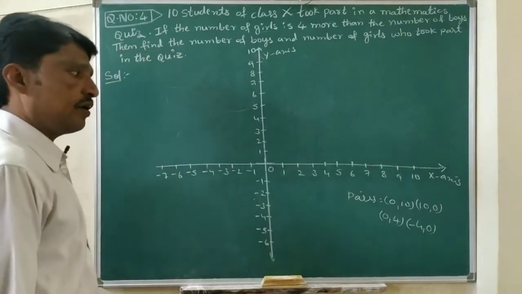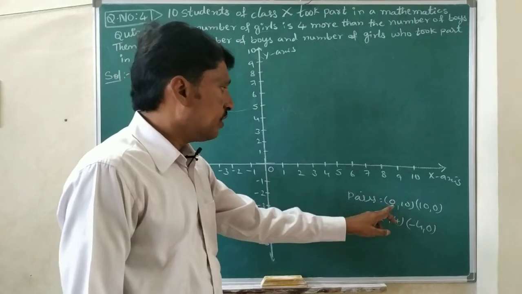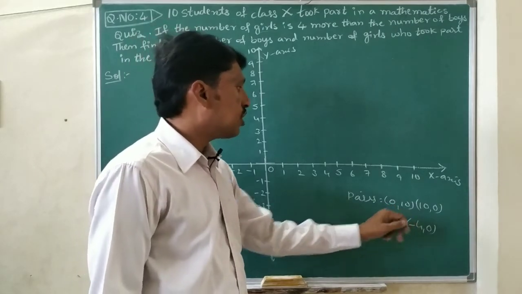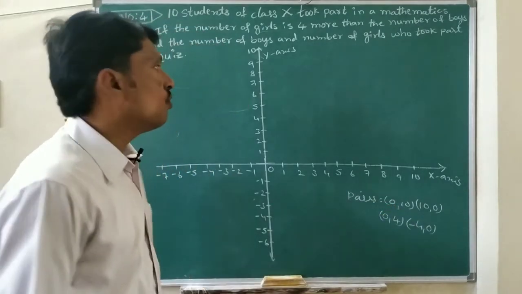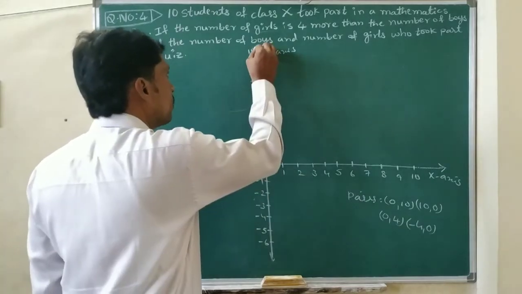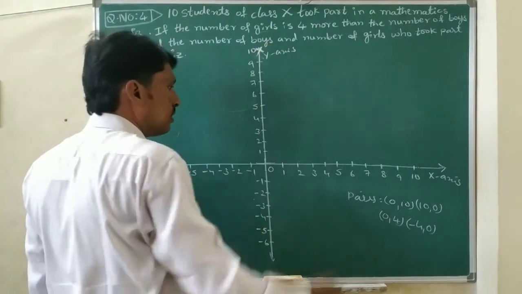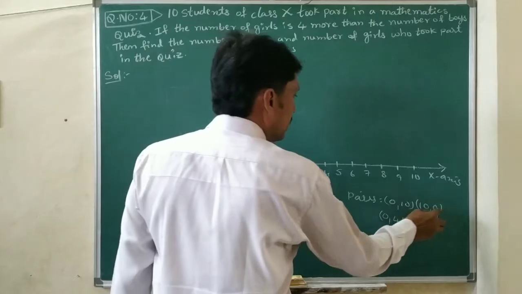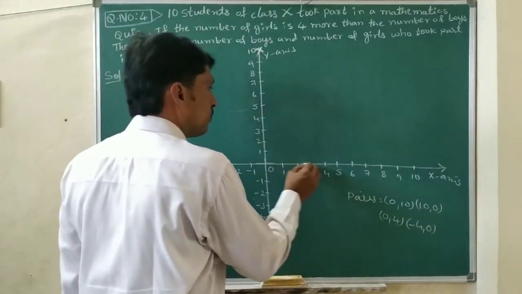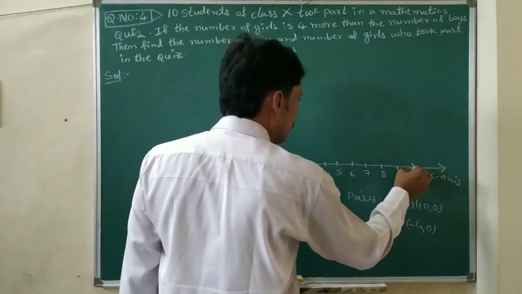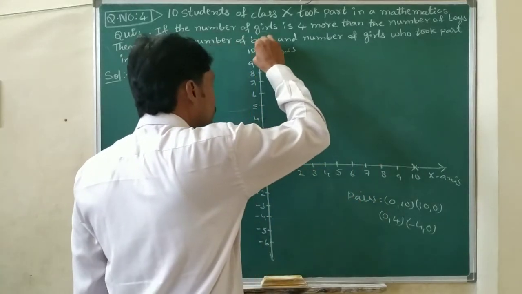Now you can plot the points. First equation, we got the first pair is (0, 10). x value is 0, y value is 10. (0, 10) means we are getting here. Next pair (10, 0). So (10, 0) means x value is 10, y value is 0. We are getting there.